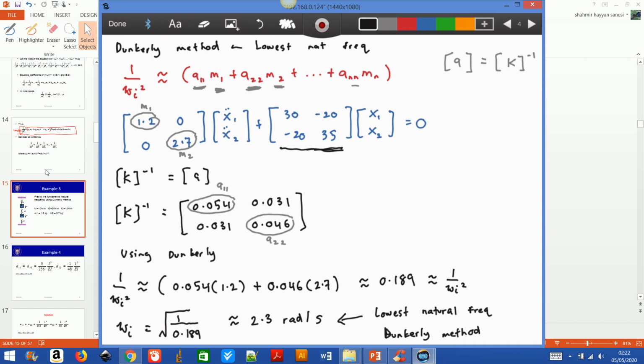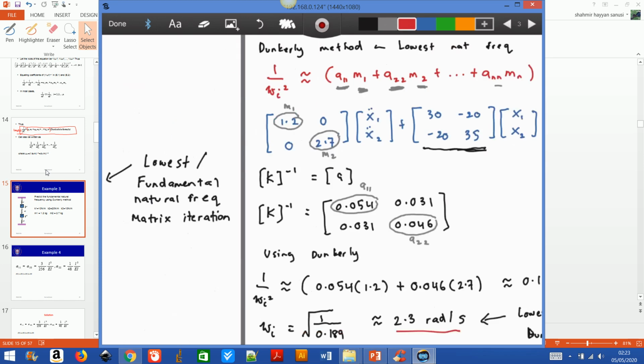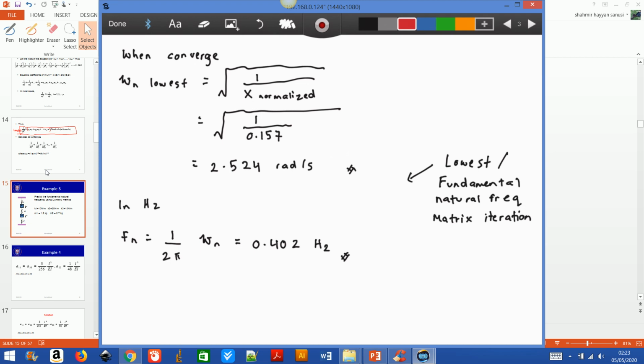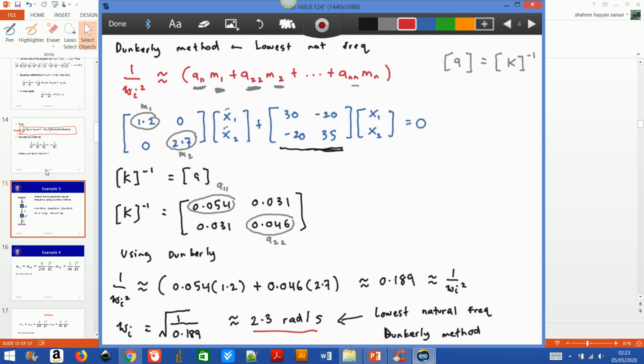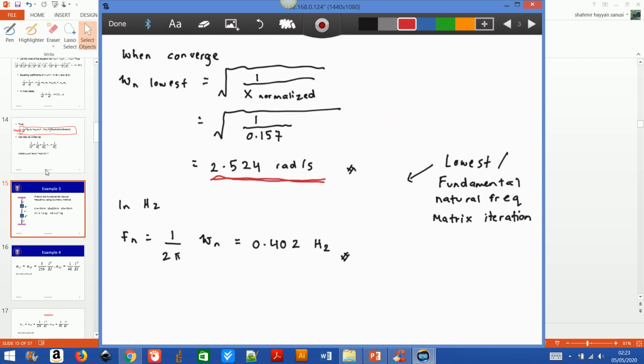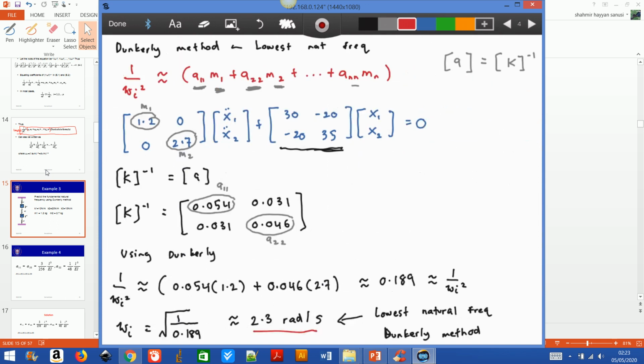So if you compare, using Dunkerly you get 2.3 radians per second for the lowest natural frequency, and if we use the matrix iteration method, you will get 2.524 radians per second. So there are differences, but generally using the matrix iteration method, you will get a more accurate result compared to the Dunkerly method, because the Dunkerly method is just a simple assumption. It's pretty easy, right? It's quite straightforward, but it's just a simple assumption.